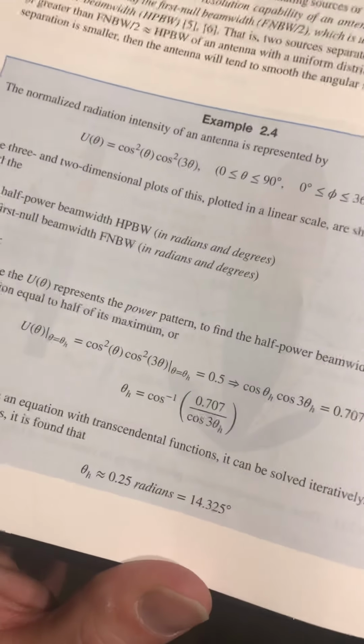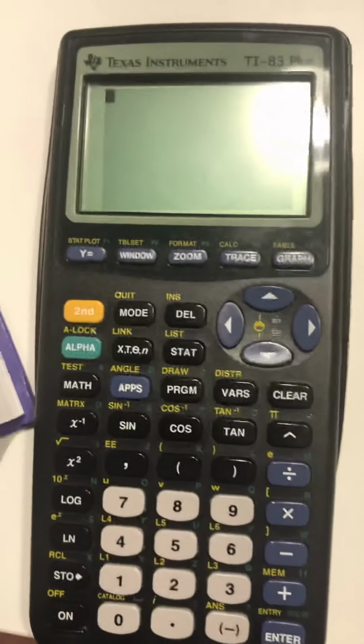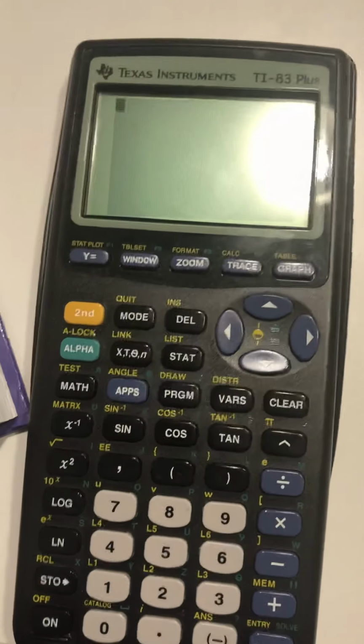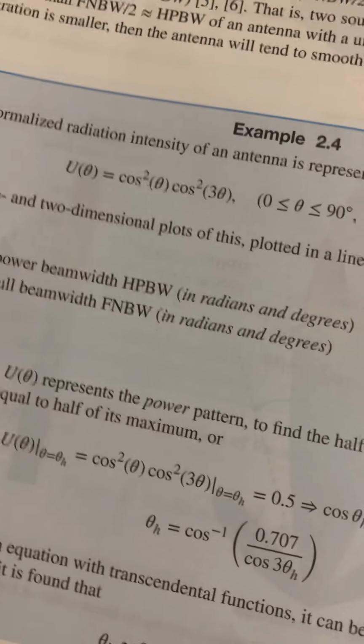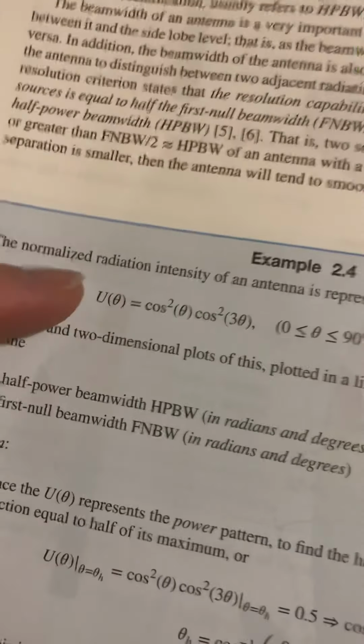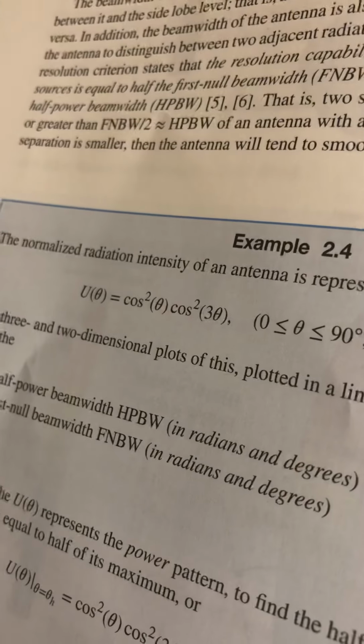Hey, so this video is how to solve example 2.4 on page 40 of the textbook, 4th edition, using the TI-83 versus the Casio or MATLAB. So it's asking you to calculate the half power beam width and the first null beam width for this normalized radiation intensity. To do that, we know it's cosine squared theta cosine 3 theta.